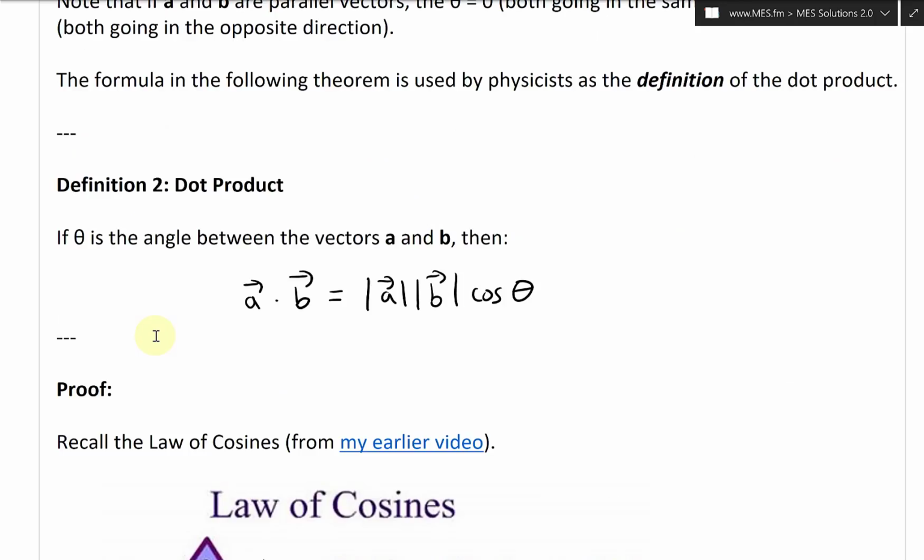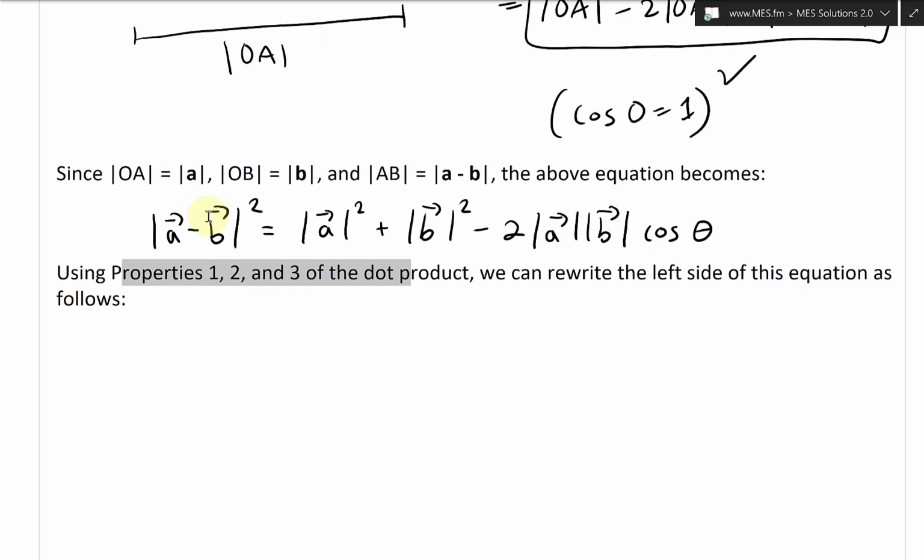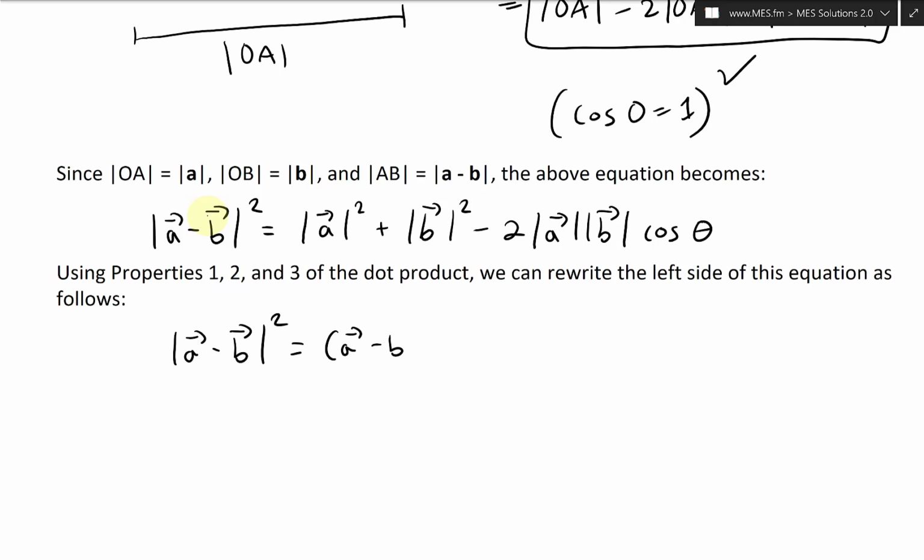So let's take a look at it here. We're going to try to rewrite this part right here. So let's try this: A vector minus B vector, the length of it all squared, is going to be equal to (A minus B) squared. So length, magnitude, whatever you want to call it, distance, and just write this as A minus B, like that.